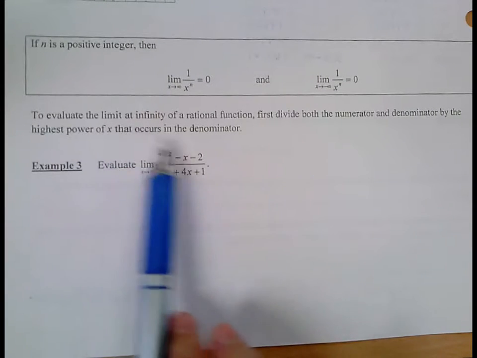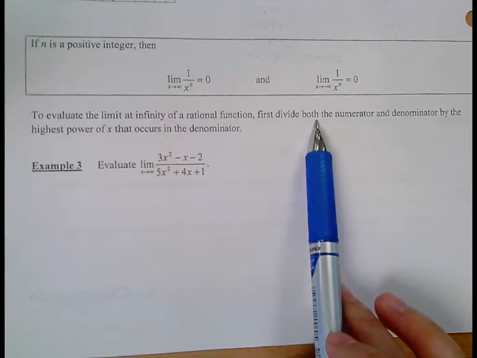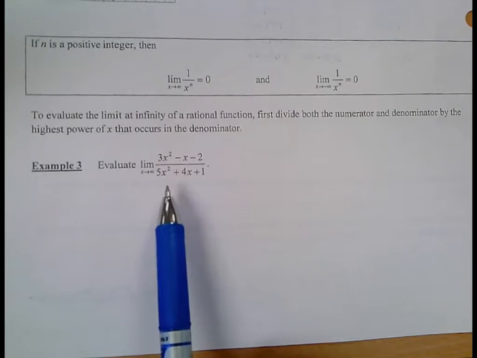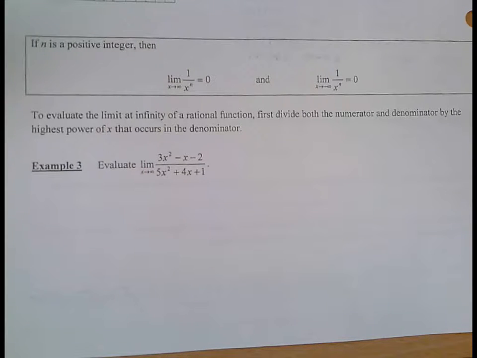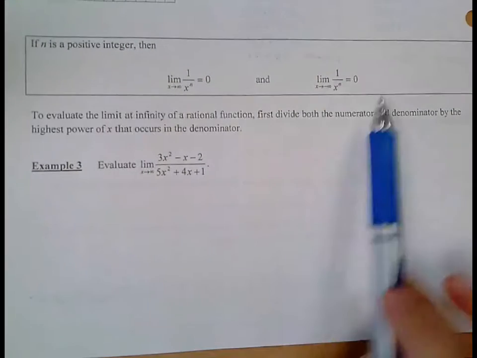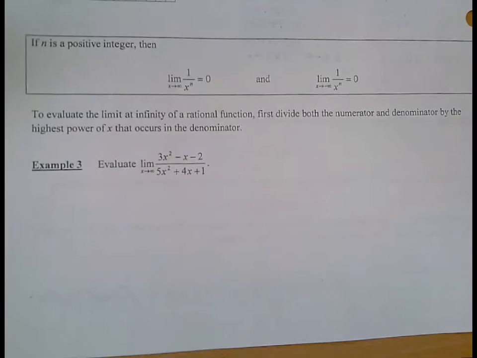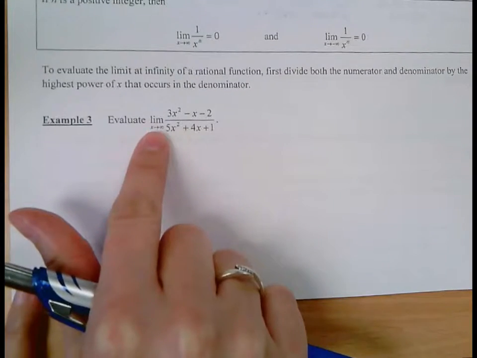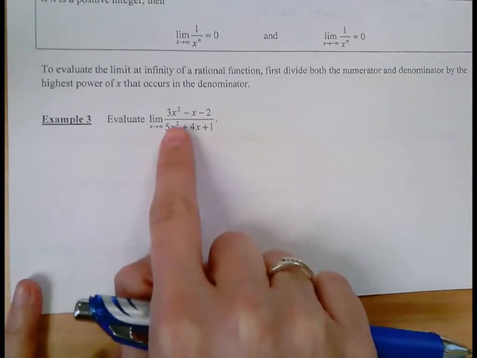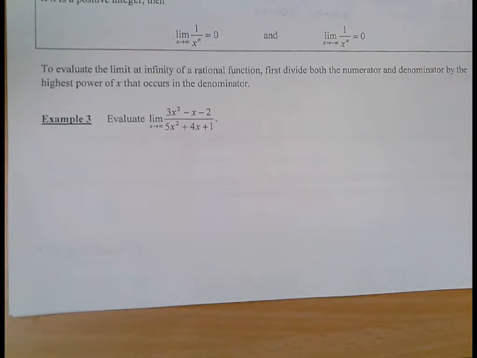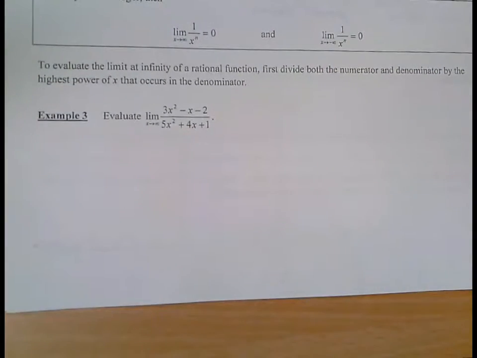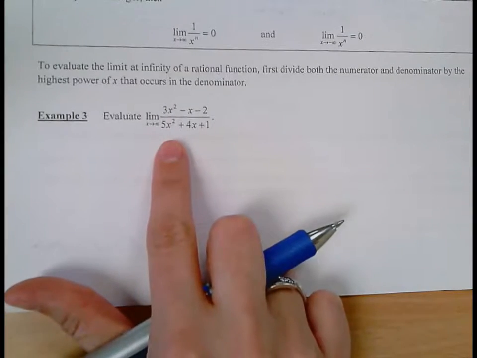So to evaluate these limits, you first divide both the numerator and the denominator by the highest power of x that occurs in the denominator. And then we'll use this rule to evaluate the limit. So in example 3, we have: evaluate the limit as x approaches infinity of, and you do this regardless of whether x is approaching positive or negative infinity.